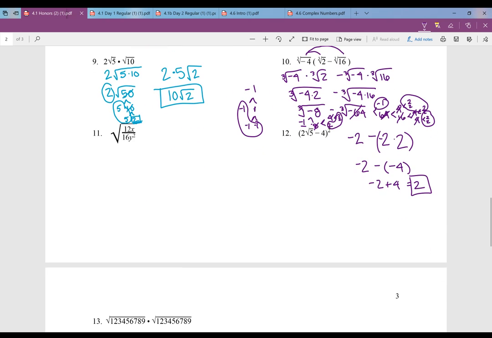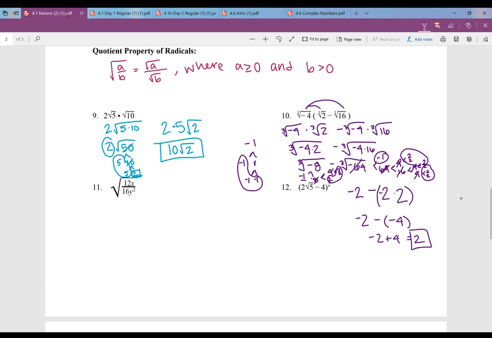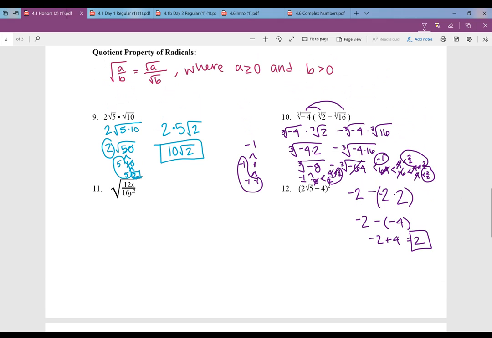Okay, let's look at 11. So this one is using the quotient property, right? So we know that this is equal to the square root of 12x divided by the square root of 16y squared. So we're just going to do these separately.